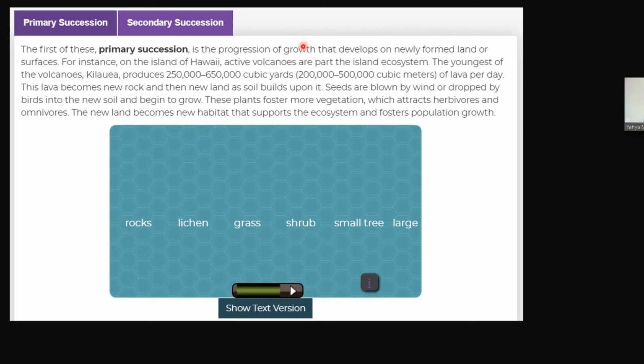So what happens? There's no soil. There's not a ready place for living things to go there and live. There are no minerals, no plant life, no animals. So something called primary succession happens, that very, very slowly over time starts to develop that area so that it becomes suitable for life to live.